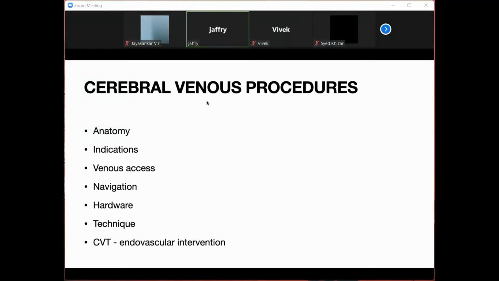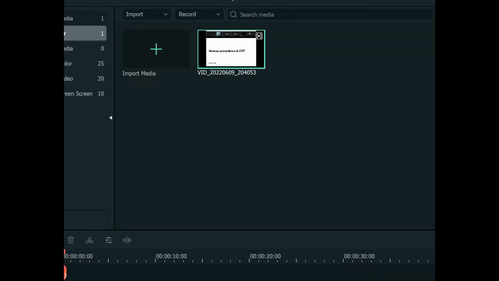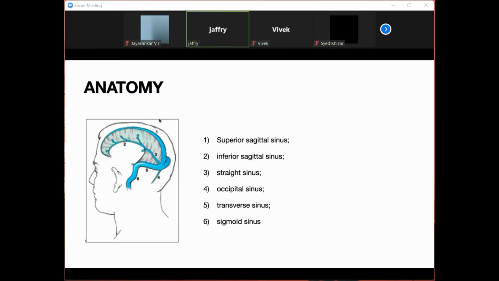Different hardware, and finally about CVT endovascular intervention. So this is a basic anatomy. We all know that these are the superficial venous system of the brain. It includes a bigger one, the superior sagittal sinus, and then the inferior sagittal sinus. Here we can see the straight sinus, occipital sinus, and transverse sinus. This is the confluence of sinuses. Here we can see the sigmoid sinus.